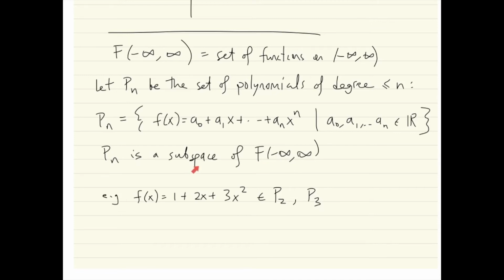And in fact, I'm claiming that it's a subspace. Why? Because if you add two polynomials of degree n or less, you'll end up with a polynomial of degree n or less. And if you take a scalar, like a real number, and multiply a polynomial through by that scalar, all those coefficients, the ai's, will get multiplied by that scalar, and you'll end up with a polynomial of degree n or less.